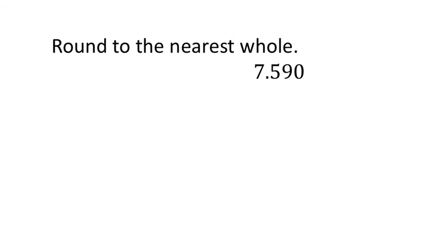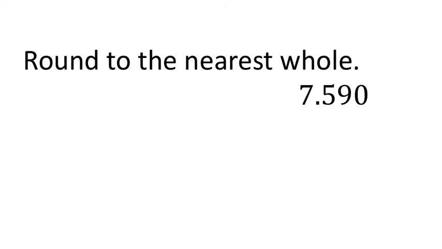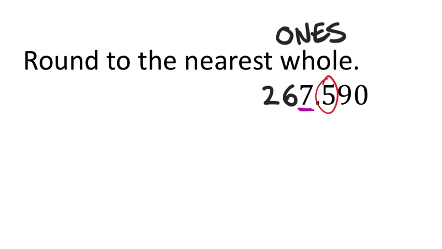Now, on a problem like this one, because you're going to see stuff like this on the homework, it's important for you to know when it says to round to the nearest whole, it's talking about the ones place value, okay? In fact, I'm going to change this problem. Let's make it 267.590. Now we're rounding to the nearest ones. So that means I would underline the 7, and that is the whole place value as well, whatever you want to call it. Immediately to its right is a 5.